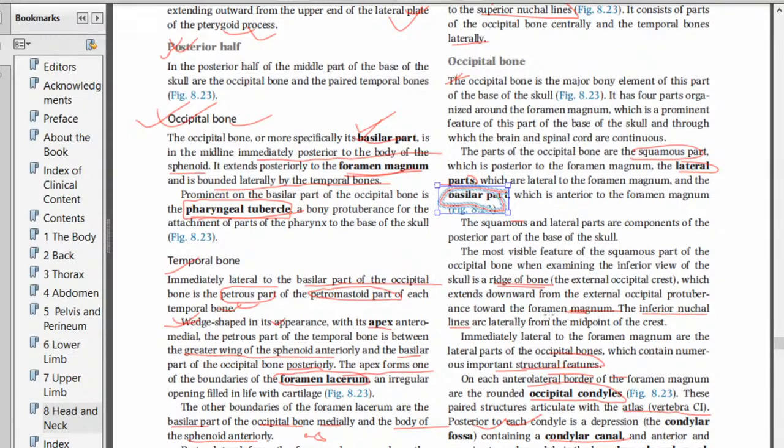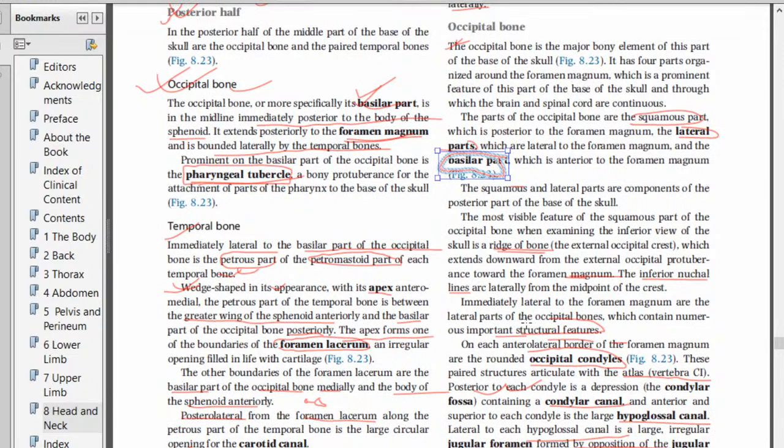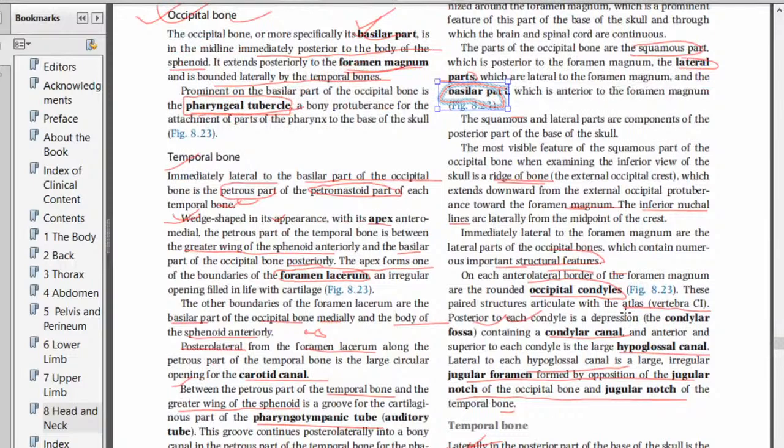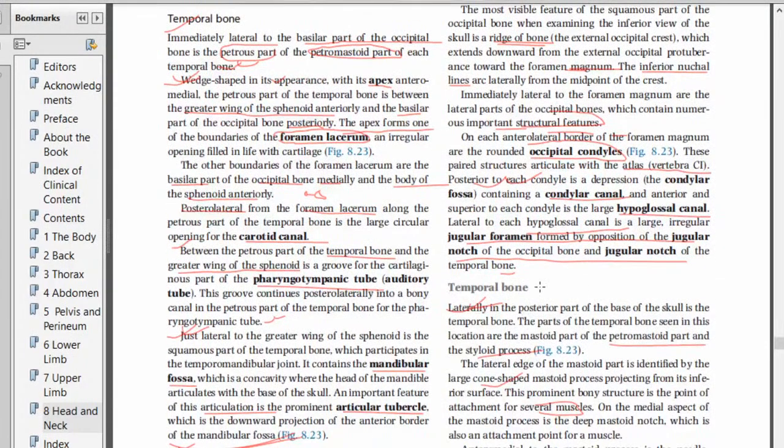It extends downward from the external occipital protuberance towards the foramen magnum. The inferior nuchal lines are lateral. Immediately lateral to the foramen magnum are the lateral parts of the occipital bone, which contain numerous important structural features, including the occipital condyles and hypoglossal canals.